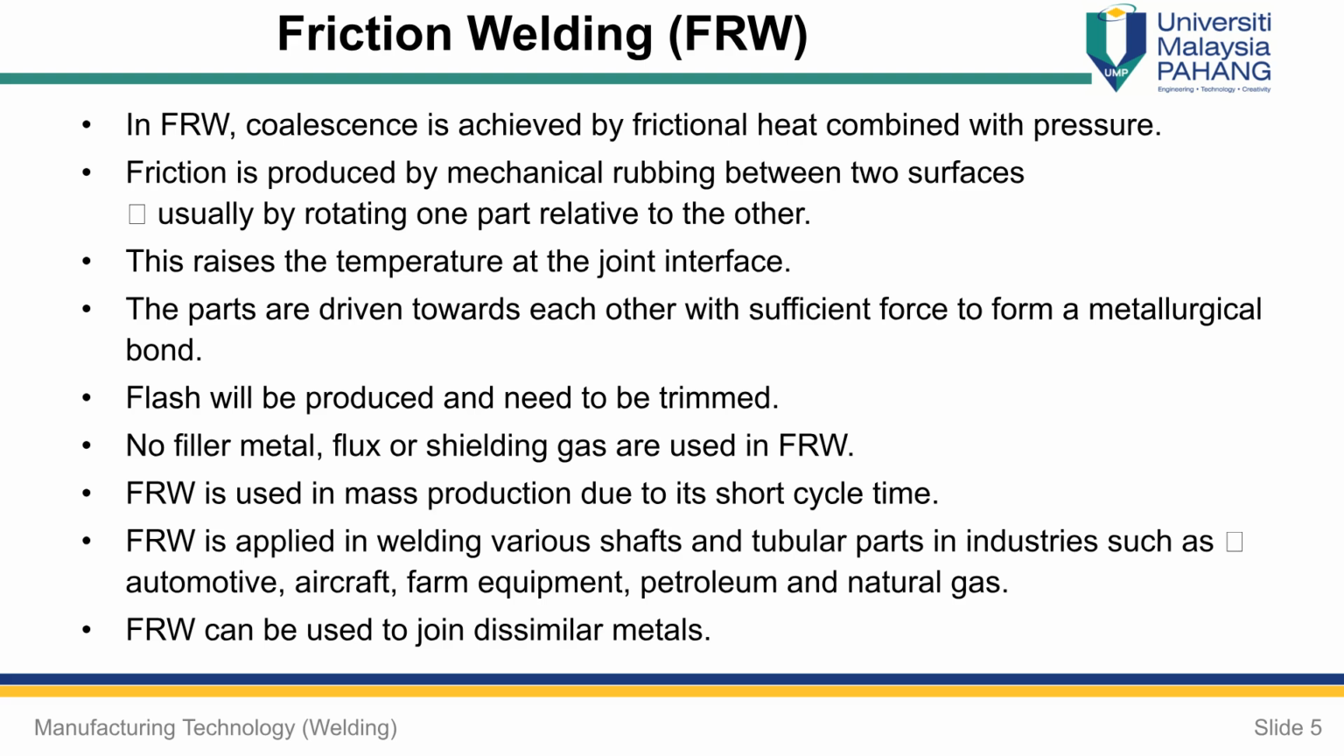Friction welding, or FRW, uses frictional heat combined with pressure, typically by rotating one part against another, raising the joint interface temperature. It requires no filler metal or shielding gas and is used for mass production, especially for shafts and tubular parts, and can join dissimilar metals.